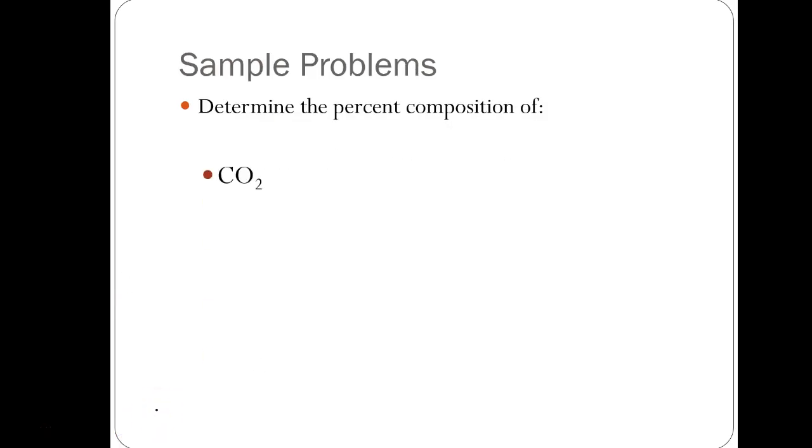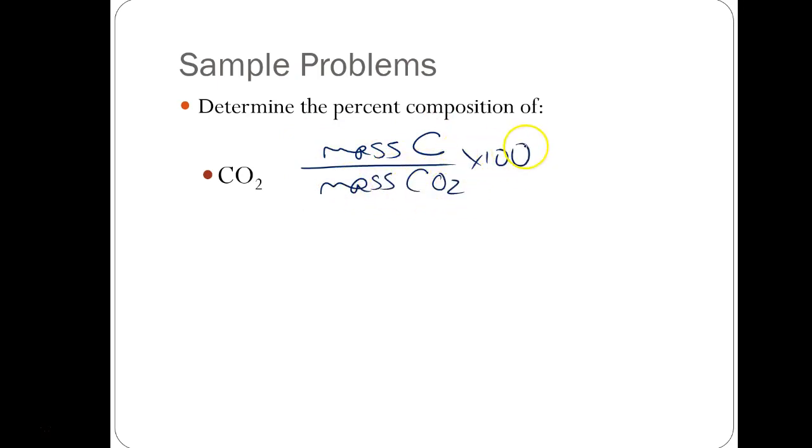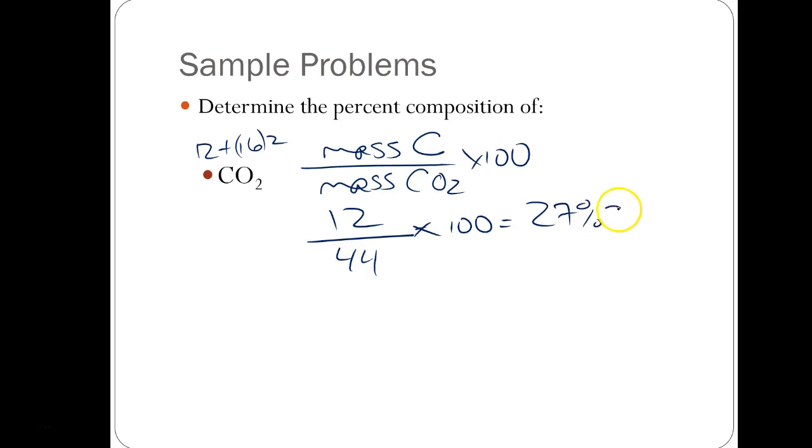So, sample problem: calculate the percent composition of CO2. The way I'm going to do it is I'm going to find the mass of carbon over the mass of CO2 times 100. So carbon weighs 12. CO2 is 12 plus 16 times 2, which is 44, times 100 is 27.3, or 27% carbon.